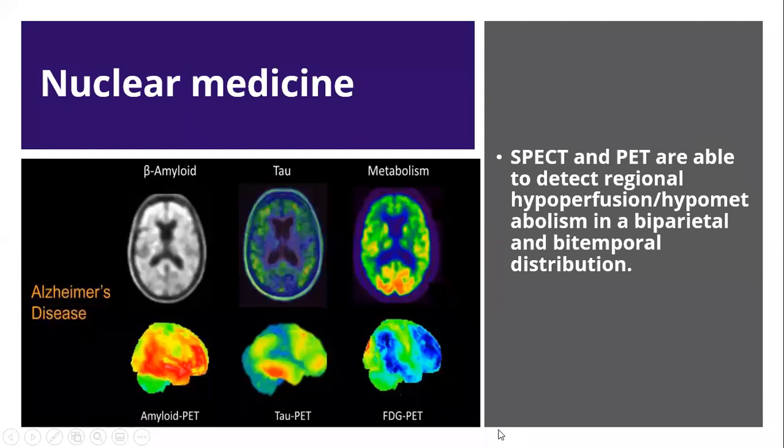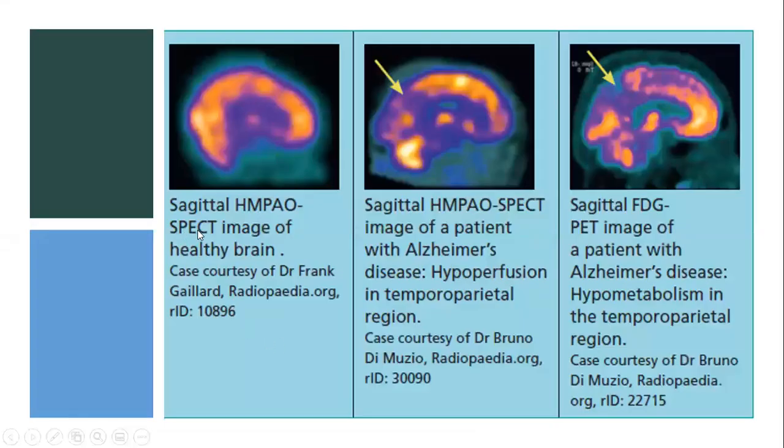In nuclear medicine, SPECT and PET are able to detect regional hypoperfusion and hypometabolism, in a biparietal and bitemporal distribution. We have amyloid PET, tau PET, and FDG PET. Here we have a sagittal SPECT image of a healthy brain. Here we have a sagittal SPECT image of a patient with Alzheimer's disease. As we noted, there is hypoperfusion in the temporoparietal region. We have a sagittal FDG PET of a patient with Alzheimer's disease, showing hypometabolism in the temporoparietal region.